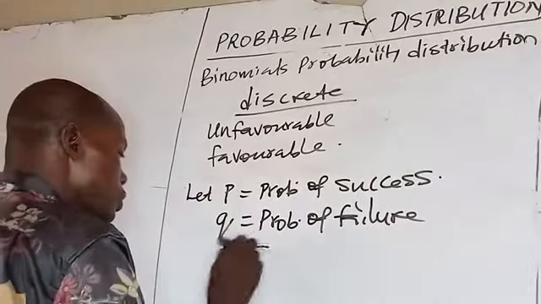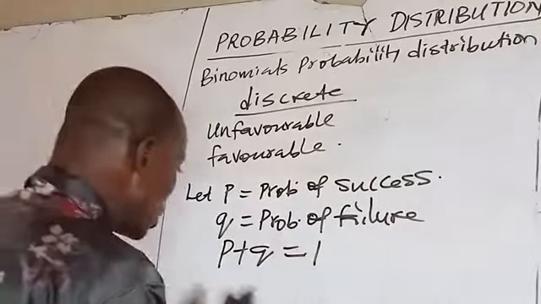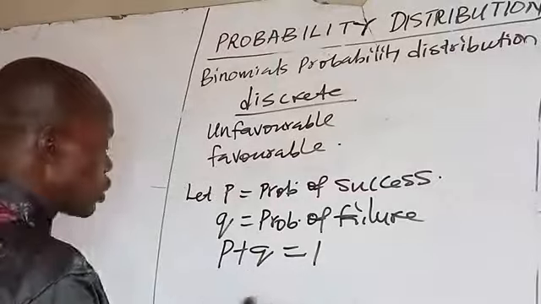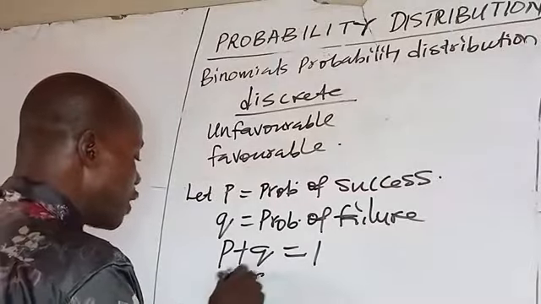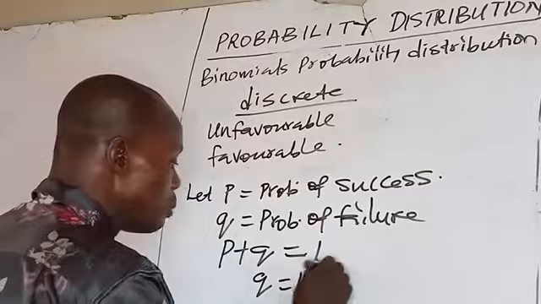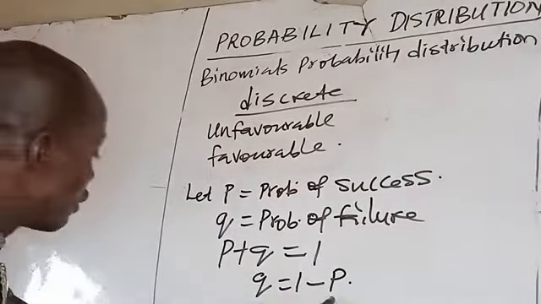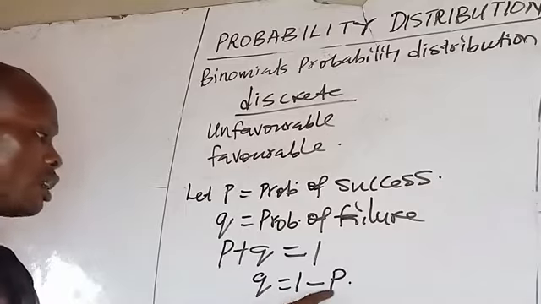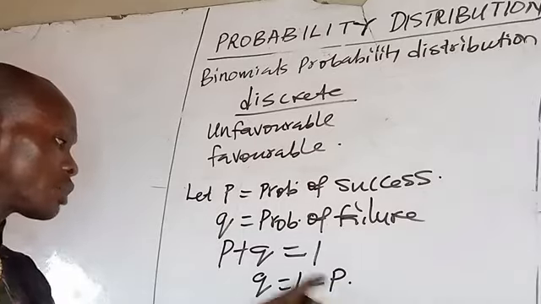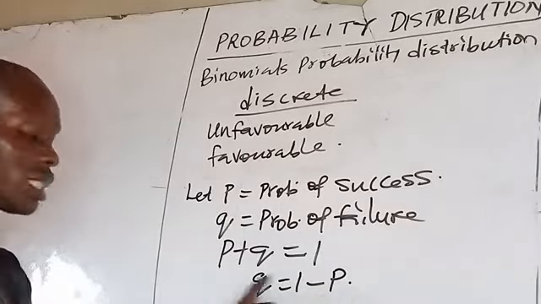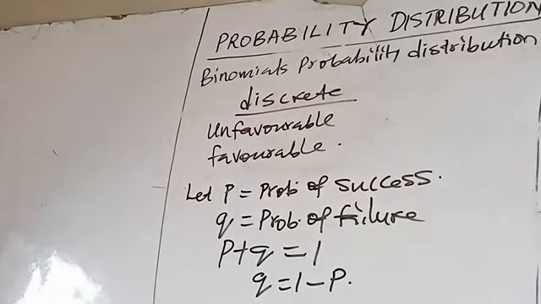P plus Q is equal to 1. I want you to take note of this. If P plus Q equals 1, therefore Q will be equal to 1 minus P. Where the probability of success is given, to get the probability of failure, you subtract the probability of success from 1. That will give you the probability of failure.